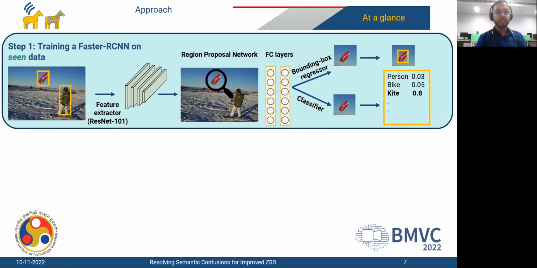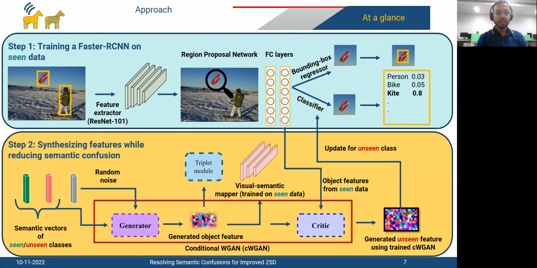In our approach, we have two steps. The first one being training a Faster RCNN on seen class data, and next, synthesizing features while reducing semantic confusion. Let's look at them one by one.